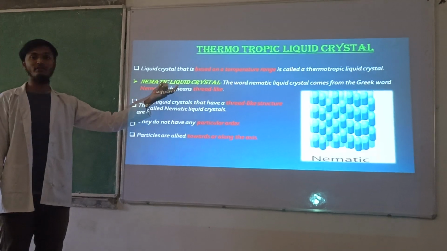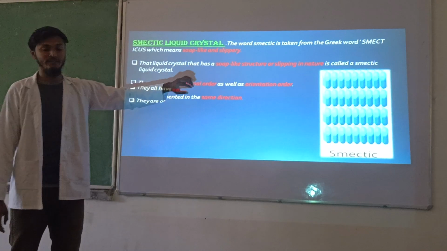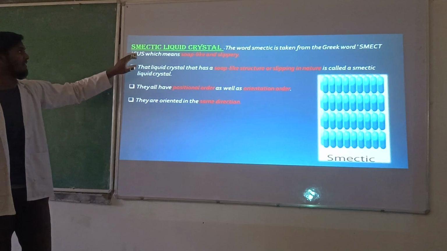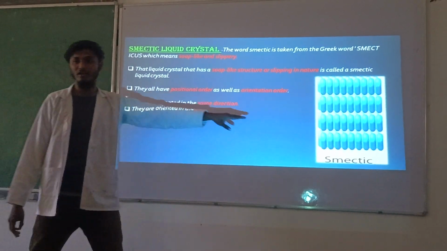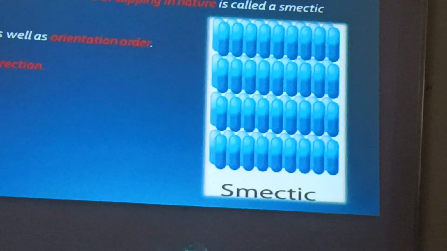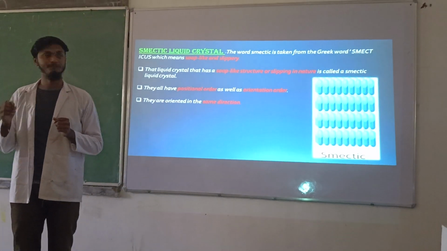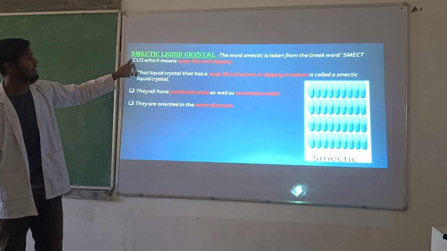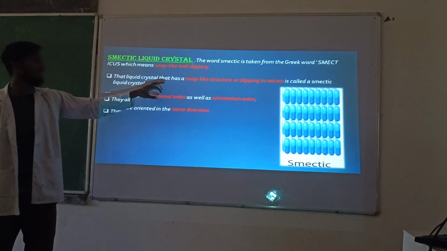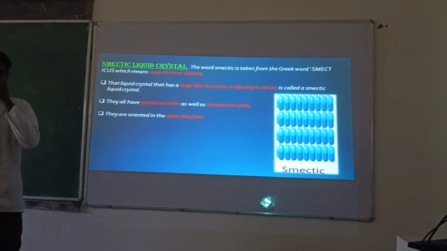This is the first type, nematic liquid crystal. The second is smectic liquid crystal. Smectic liquid crystals are in an ordered pattern, and they are all in the same direction. It cannot be only in the x-axis, it can be in the y-axis, but they will all be in the same order. Smectic means soap-like or slippery. So crystals that have a soap-like structure and are slippery in nature are called smectic liquid crystals.